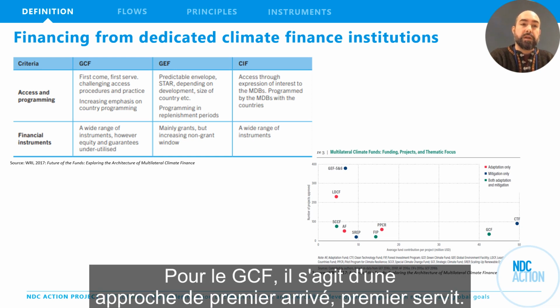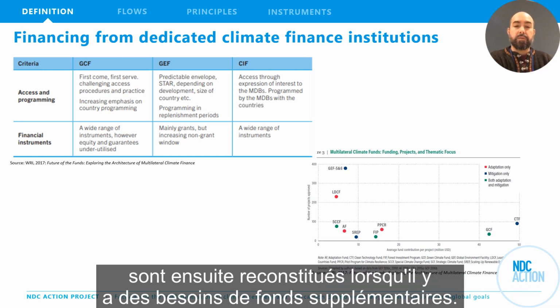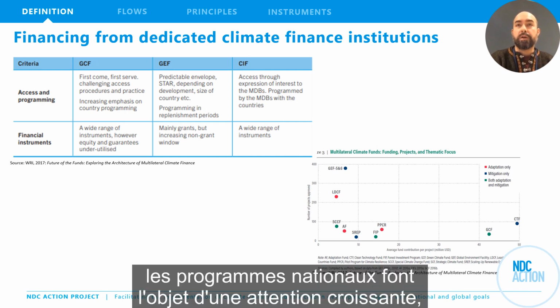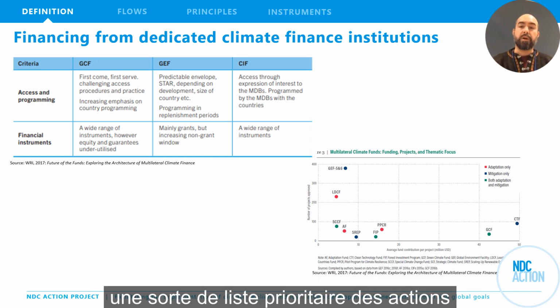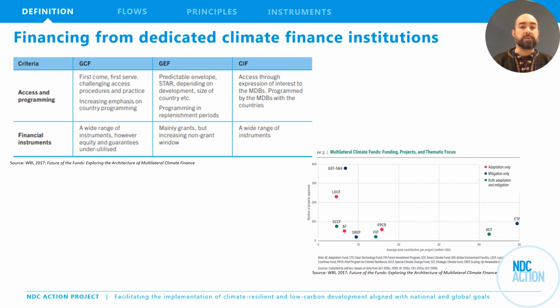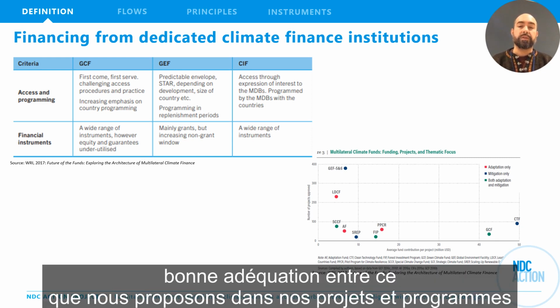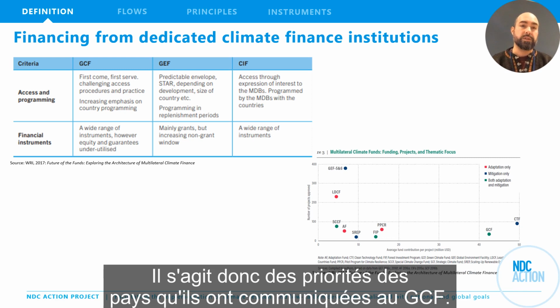For the GCF, there is a first come, first served approach. The fund is financed mostly by governments and then replenished when there are needs for additional funds. And there is an increasing focus on country programs so that countries make plans of engagement with the GCF and have a priority list of the climate actions they want to implement. Therefore, when approaching the GCF, it's important to look at the country program and existing interaction between the country and the GCF and make sure that there is a good fit between what we propose in our projects and programs and the country programming, so the priorities of the countries that they have communicated to the GCF.